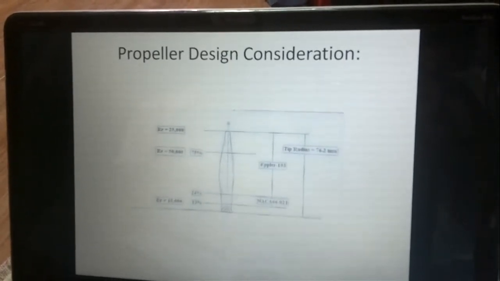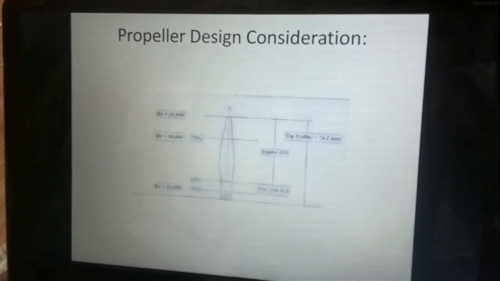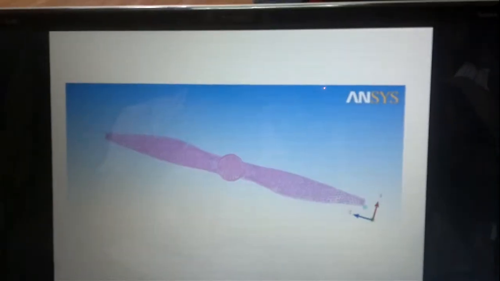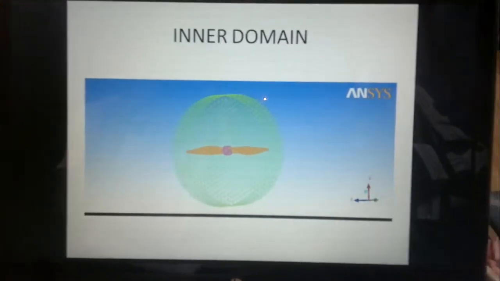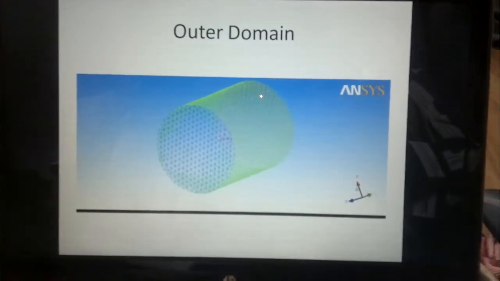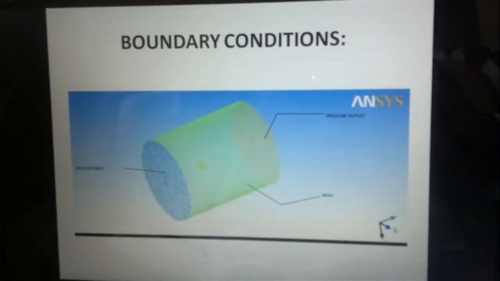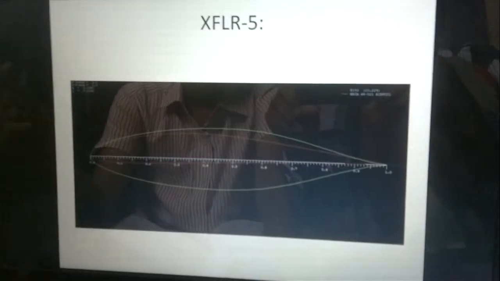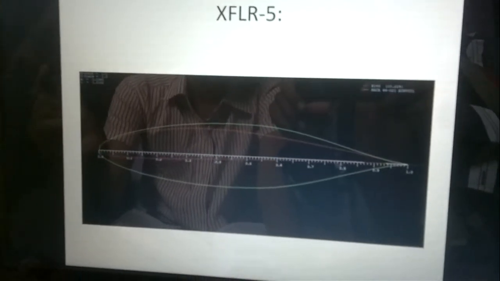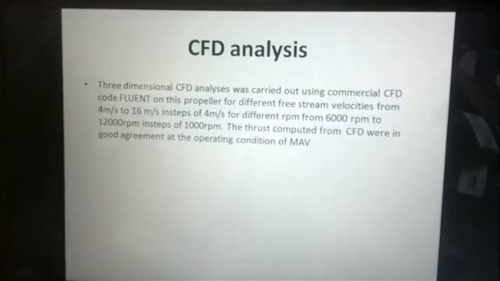This is our propeller design consideration. We have taken NACA 66021 and Propeller 193. This is the propeller, and this is the inner domain. The propeller is present inside, and this is the outer domain. These are the boundary conditions: velocity inlet, pressure outlet and wall. In XFLR5, the green color indicates the NACA 66021 and the red color indicates the Propeller 193 airfoil.